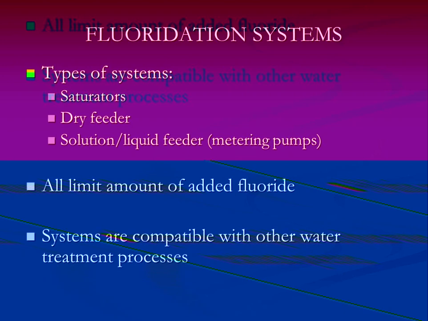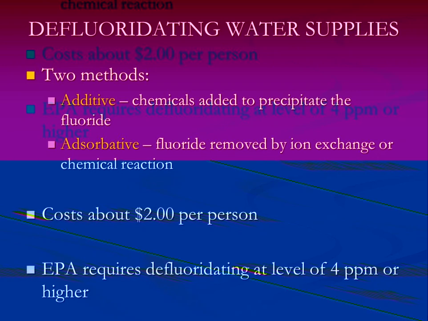Now, we talked about fluoridating water supplies, but we also need to talk about defluoridating water supplies, because there are some communities out there that have above optimal levels. We have two different methods that we can use to defluoridate, and both of them are much more costly than fluoridating a water supply. The two different methods are additive and adsorbative.